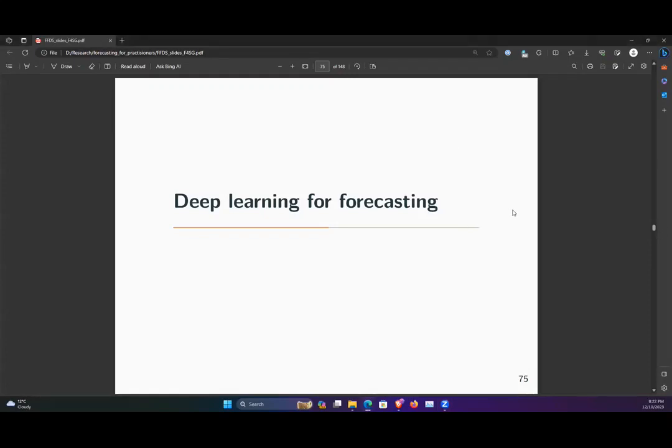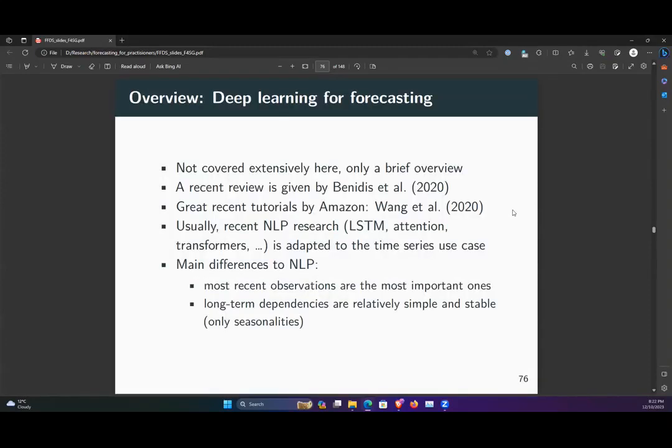Okay, so let's look at some of the deep learning techniques for forecasting. Deep learning is a very popular method to use today, and usually the methods that people use for forecasting come from NLP. People use RNNs because NLP is very similar to time series: they have sequences, we have sequences. So it's very natural to adopt techniques from NLP into forecasting, like LSTMs, attention, and transformers.